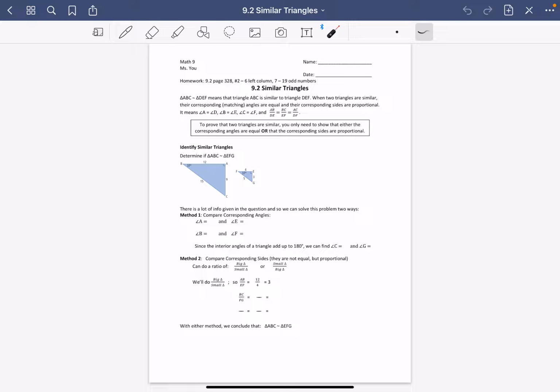Hello everyone. Today we'll talk about section 9.2, similar triangles.